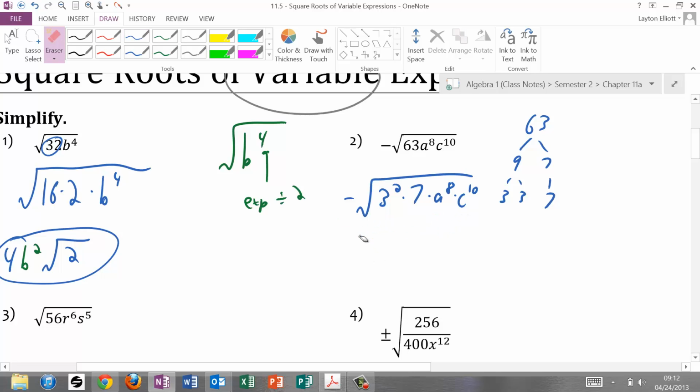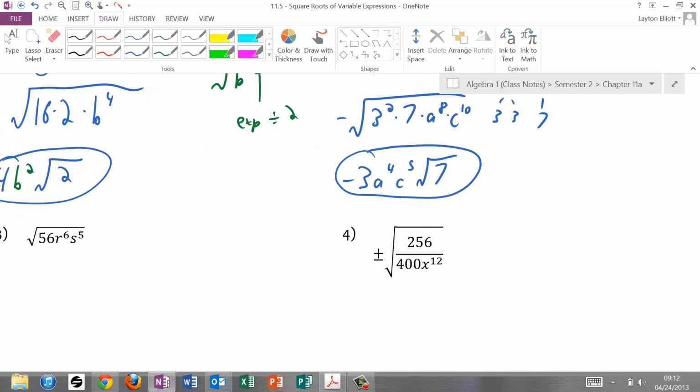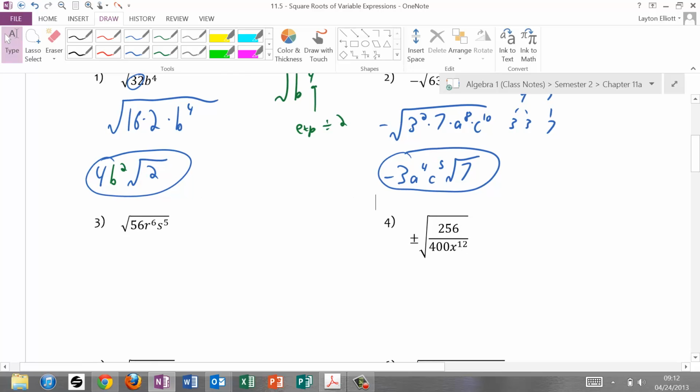So look at what happens. I still have the negative, because that's a negative 1. The square root of 3 squared is 3. The a to the 8th becomes a to the 4th. C to the 10th becomes c to the 5th. And still have a square root of 7 left. So that's a simplified answer, because I've taken as much out as possible.